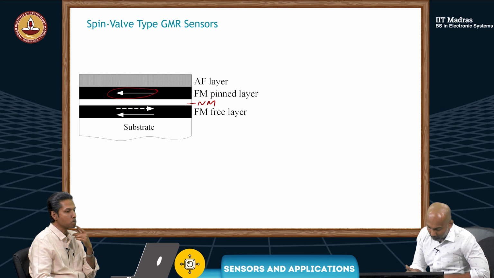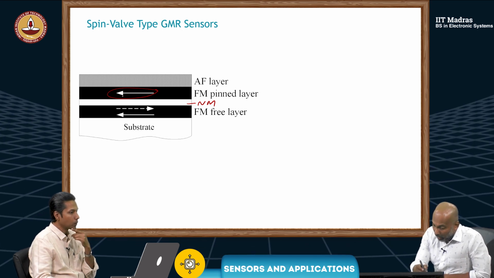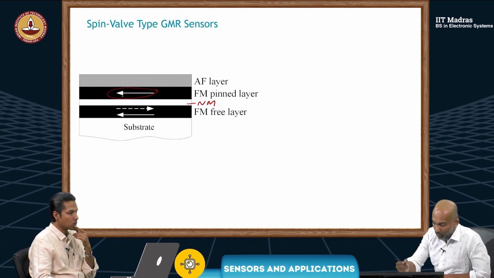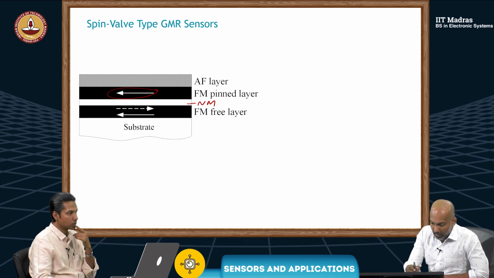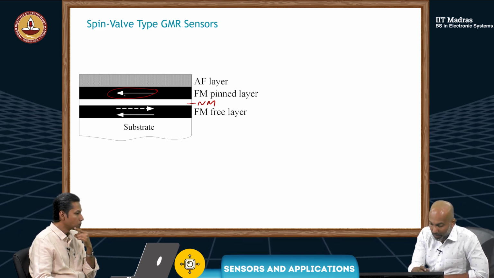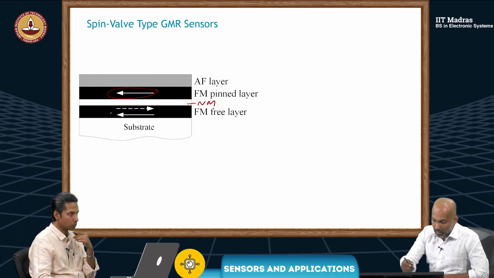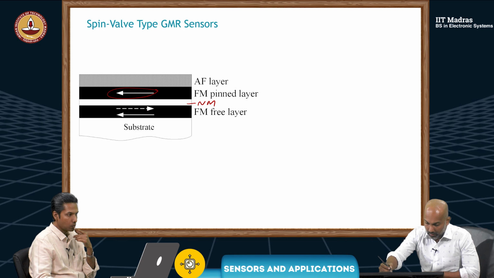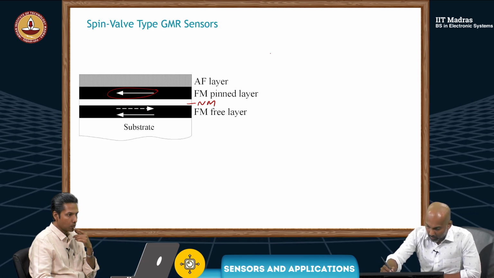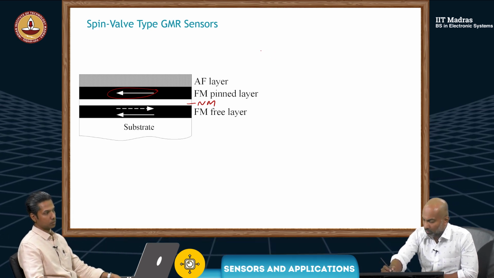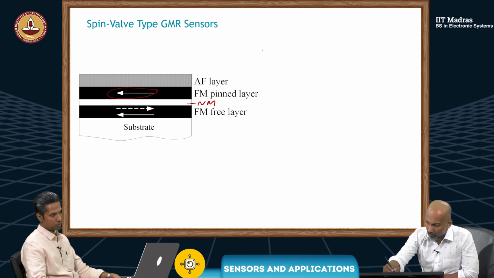But how do we do this? If you want this to remain in one direction and this one free to move, what we do is use an antiferromagnet. You've probably heard of an antiferromagnet.